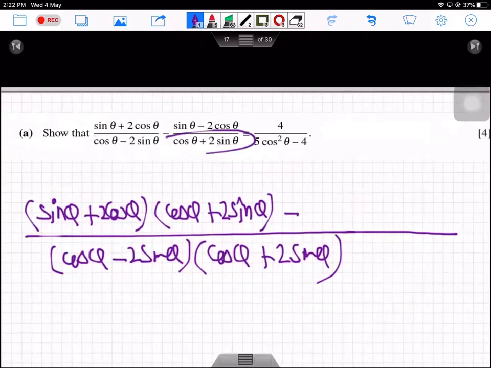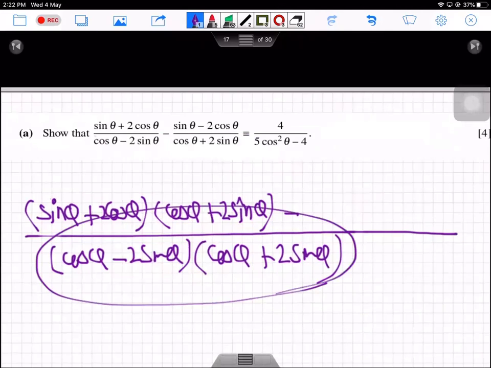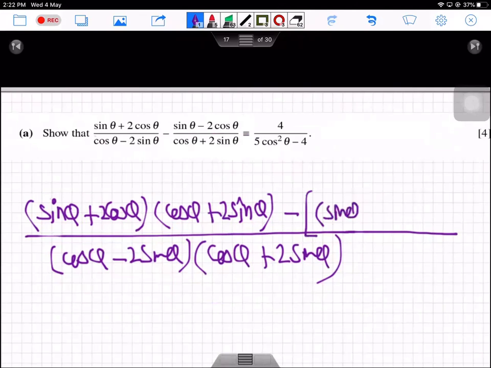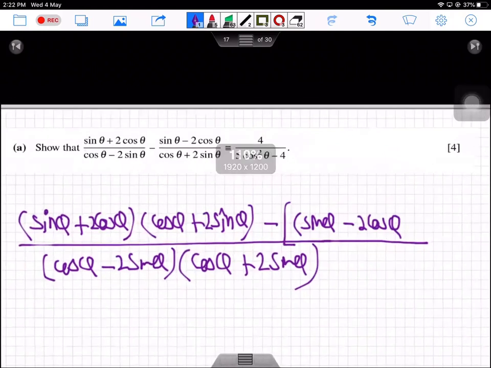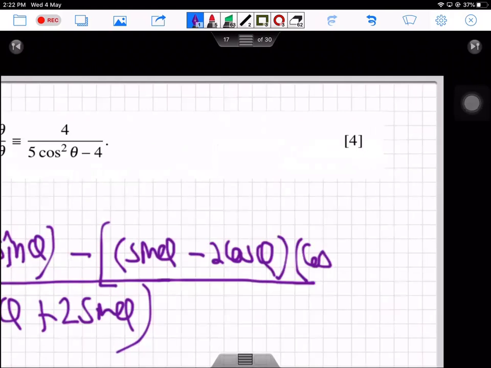cos theta plus 2 sine theta is multiplied by cos theta minus 2 sine theta in order to give you this complete denominator. So obviously the numerator will also be multiplied by cos theta minus 2 sine theta. So sine theta minus 2 cos theta multiplied by cos theta minus 2 sine theta. Here we go. Now you know what to do.